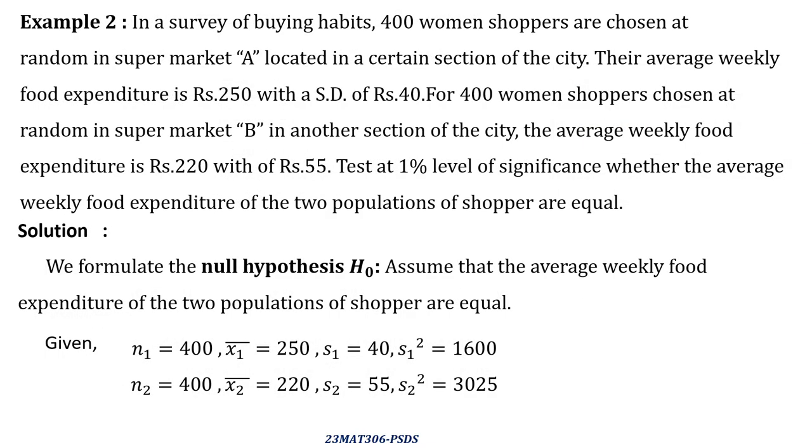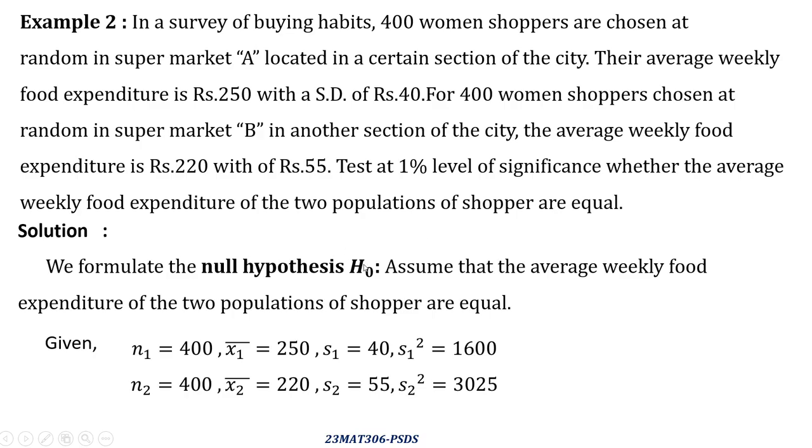Likewise, we will solve problem 2. In a survey, shoppers are chosen at random in supermarket A. So here we have two supermarkets, A and B. Their mean and standard deviation are given, and for the second supermarket also the mean and standard deviation are given. The level of significance is 1%, that is, alpha is 0.01. We have to check whether the average weekly food expenditure of the two populations of shoppers is equal.